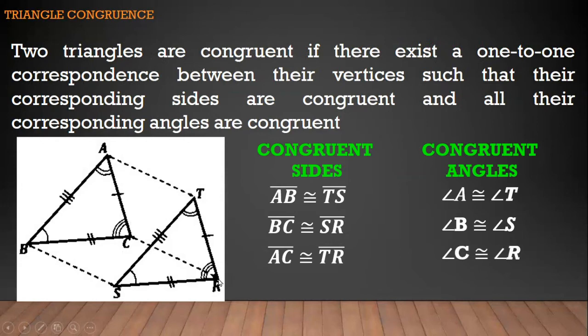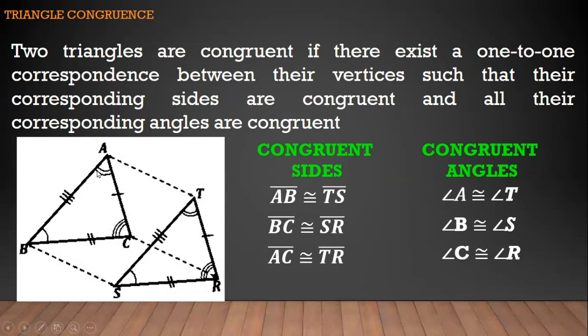Kung na-notice nyo yung mga identical marks, ibig sabihin kapag may identical marks siya, ibig sabihin nun, congruent sila sa isa't isa. Halimbawa dito sa segment AB, meron siyang tatlong mark. So, sa kabilang triangle, si segment TS ay may tatlong mark din, which means si segment AB at si segment TS ay congruent.